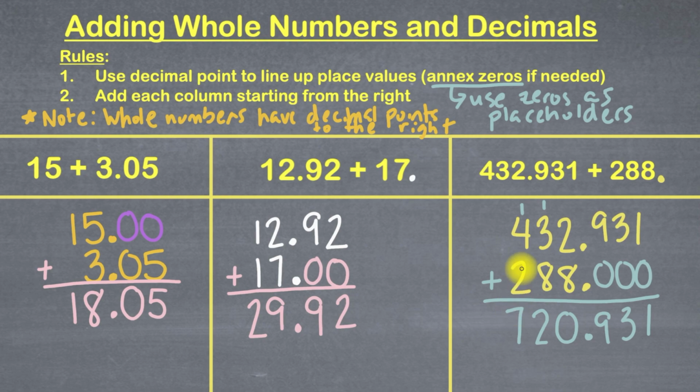And we can say that the sum of 432.931 plus 288 is 720.931. But again, the proper way to read that is the sum of 432 and 931 thousandths plus 288 is 720 and 931 thousandths.